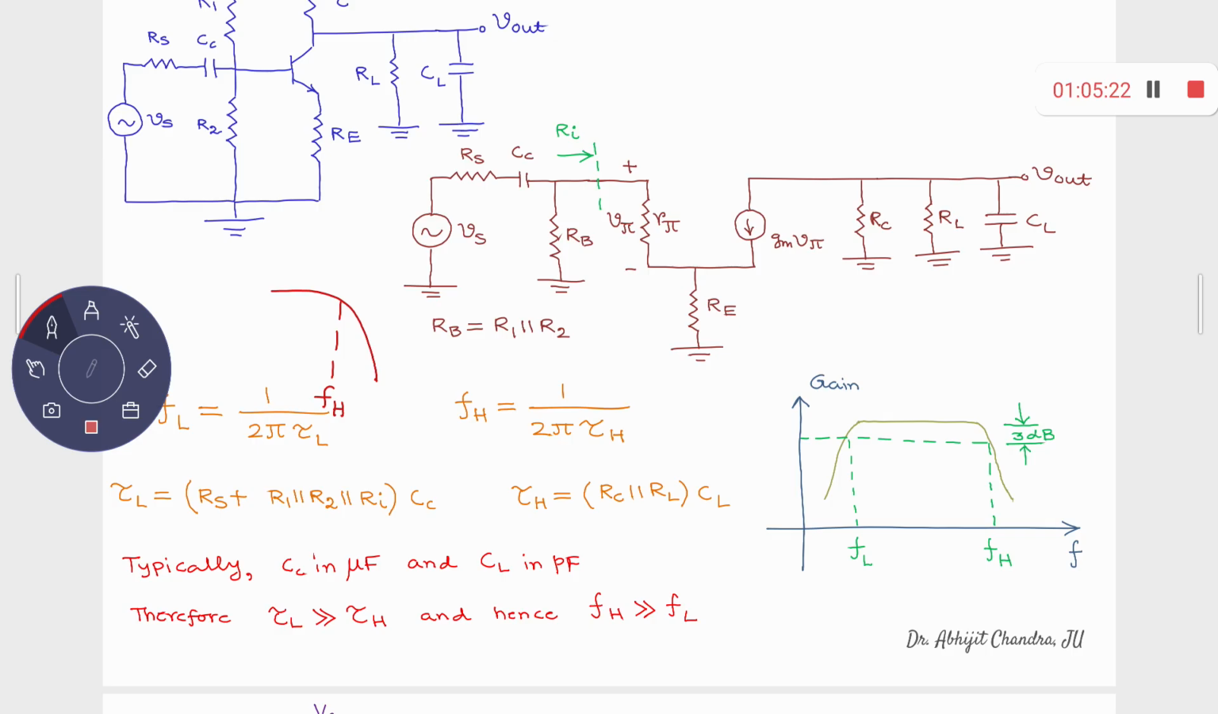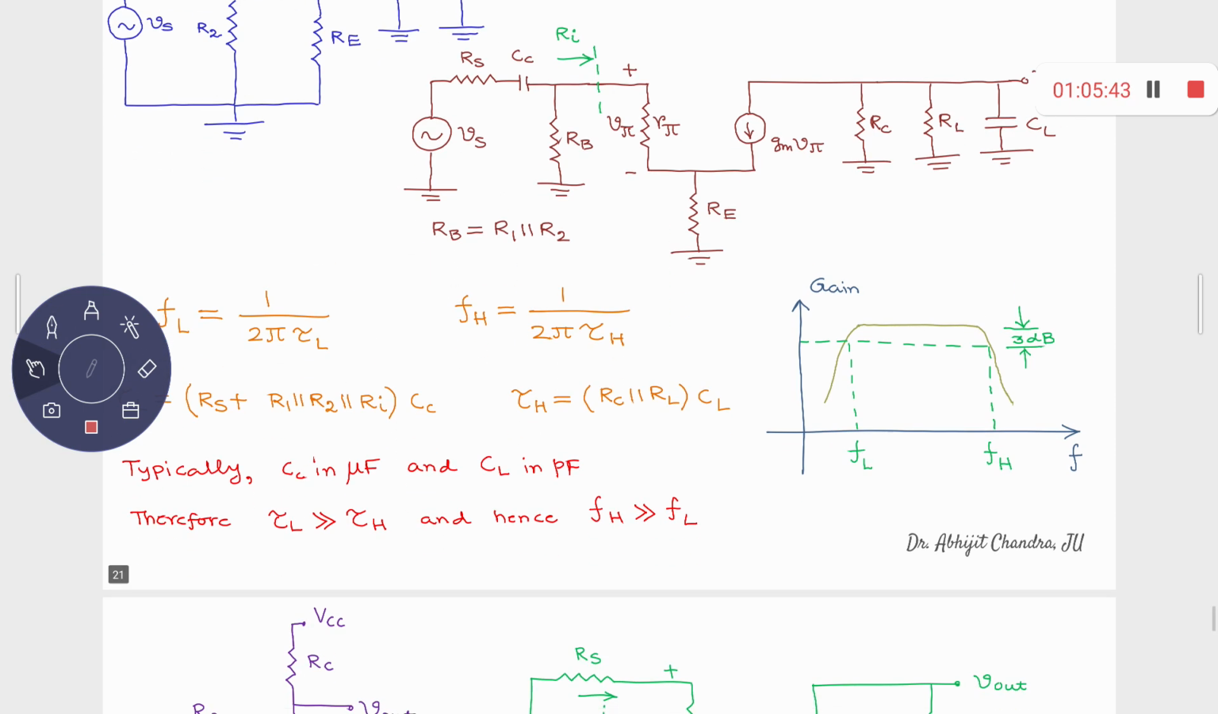So that's why typically the CL value is in the range of picofarads. While CC is in the range of microfarad, CL should be in the range of picofarad. So you have to ensure that this FH must be much higher as compared to the FL value, so that this FH minus FL is a commendable one, and that should be greater than 0.